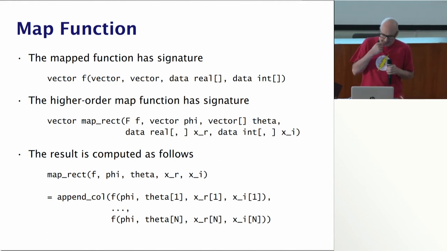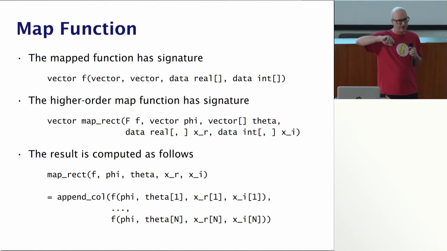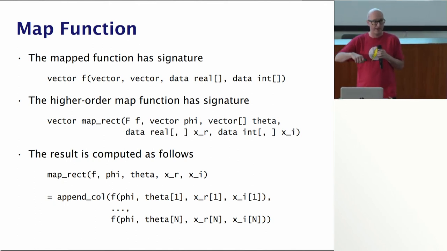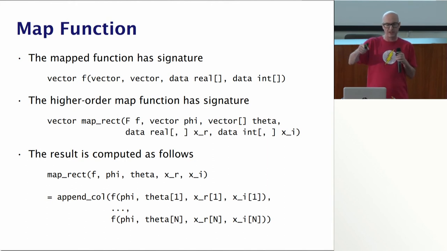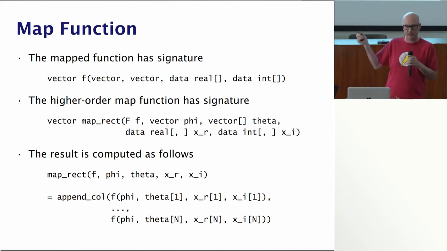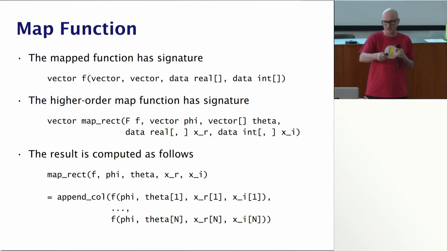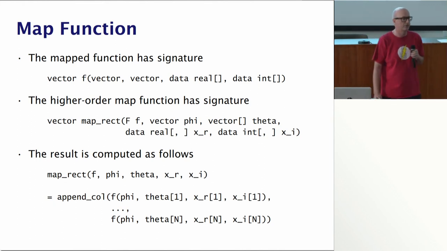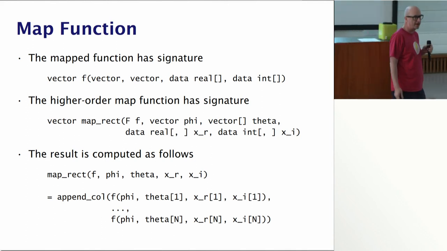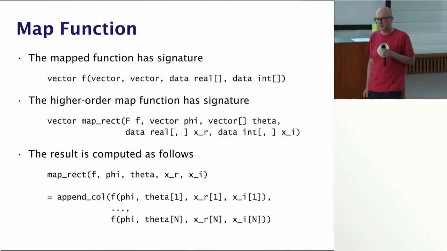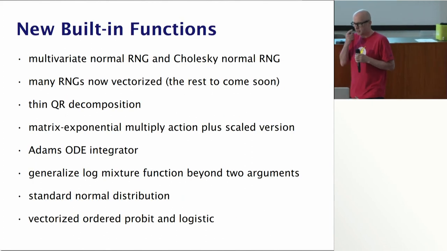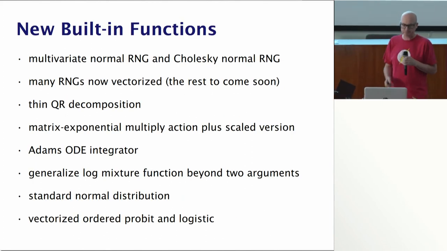Sorry about that. The map rectangular function takes the system function that's going to be mapped. It takes the shared parameters phi. It takes then three parallel arrays: an array of vectors of parameters, an array of real arrays of data, and an array of integer data. And then the results are computed just like in the theoretical map function. Map rect takes this function, and then it just applies it piecewise through. This is a very, very general way to divide your likelihood calculation up. It's not pretty, but we're going to be working on more automation for that.